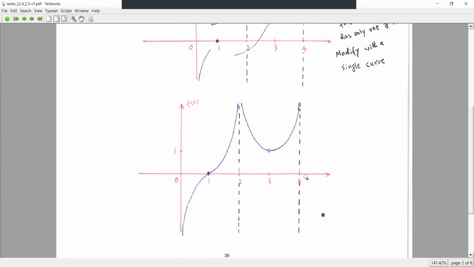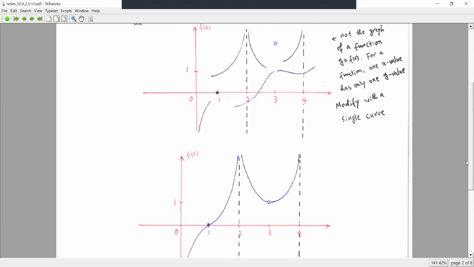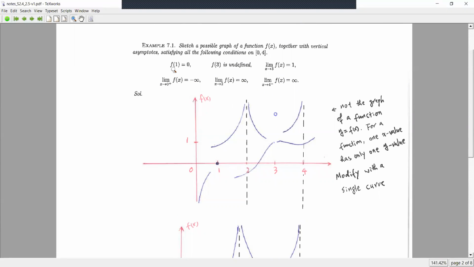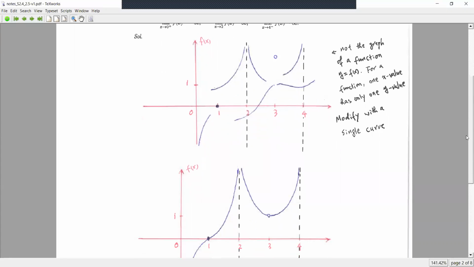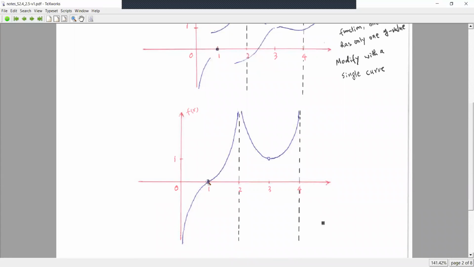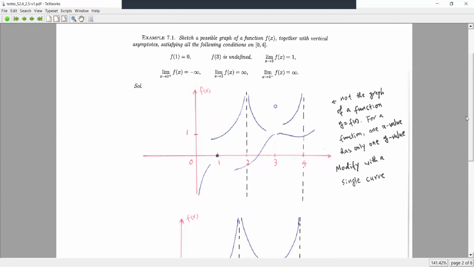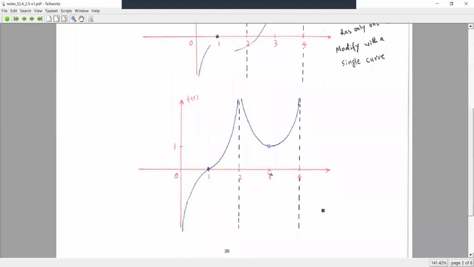Now let me double check with the conditions. Condition 1, function value at 1 is 0. Let me see. When x is 1, the function is 0. Yeah, this point, the height is 0. Correct. Condition 2, function at 3 is undefined. At 3, no solid point, only an open point.